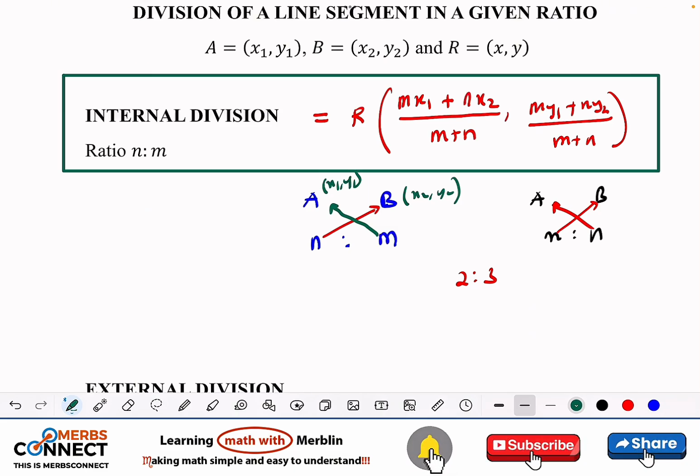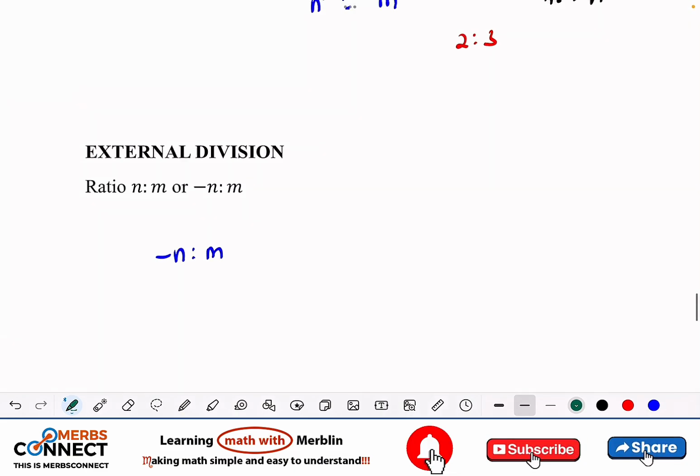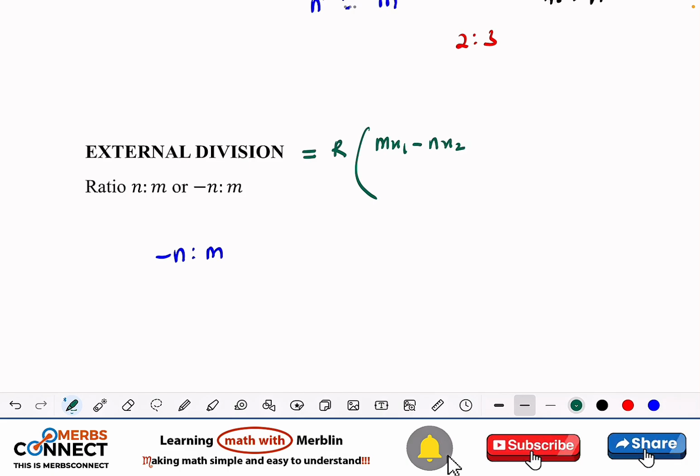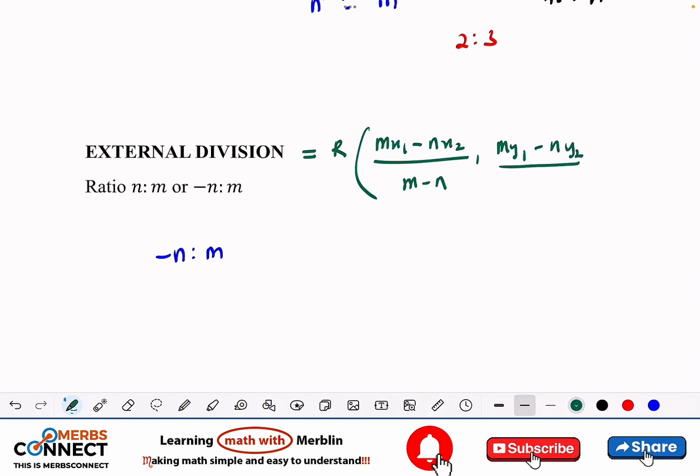But the only thing that is going to change is what I'm going to show you. So this is going to be, let's say, R, open bracket, (m x1 minus n x2) divided by (m minus n), right? And then comma, we have (m y1 minus n y2) divided by (m minus n).